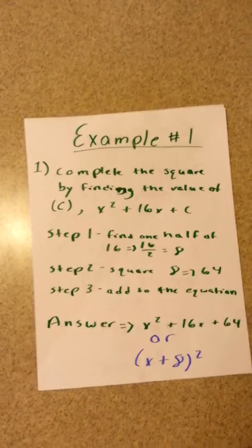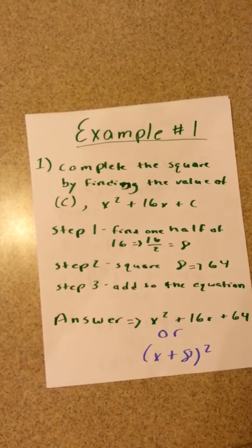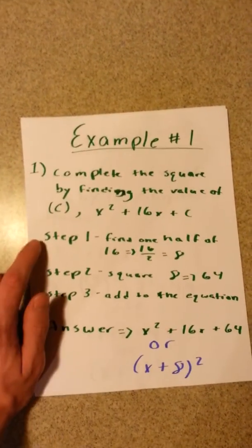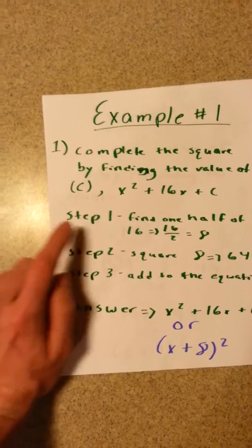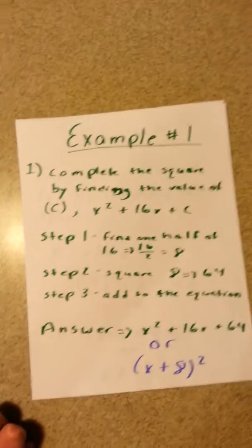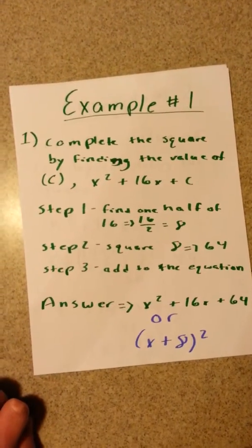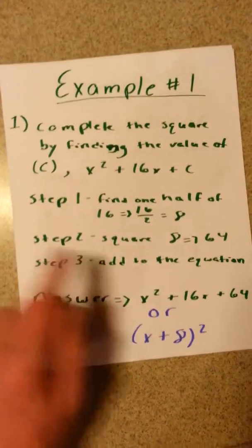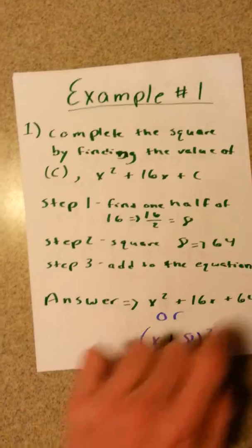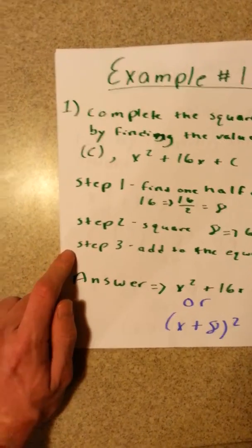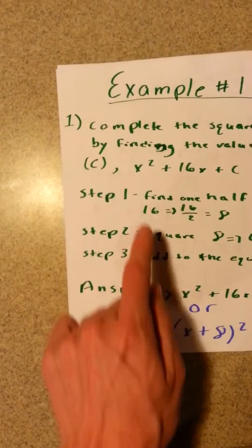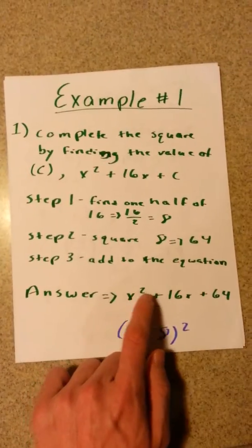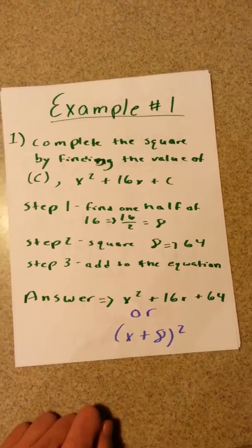Example 1. Complete the square by finding the value of c, x squared plus 16x plus c. So now we're going to do step 1. Find 1/2 of our b term, 16. So 16 over 2 is 8. Now with step 2, we're going to square our b term. So 8 squared is 64. Now step 3, we're just going to add that to the back of our x squared plus bx, where our c would be, and that gives us x squared plus 16x plus 64.